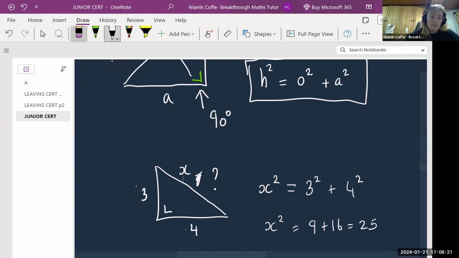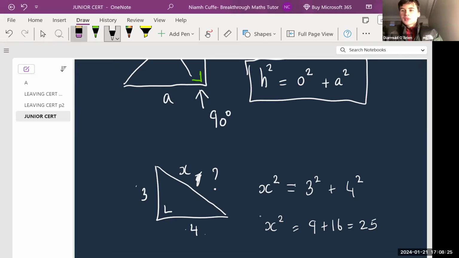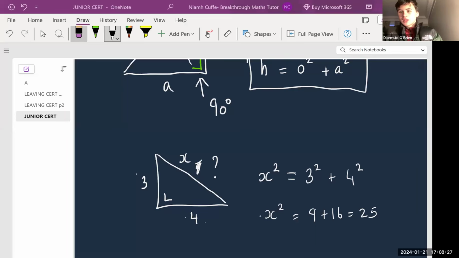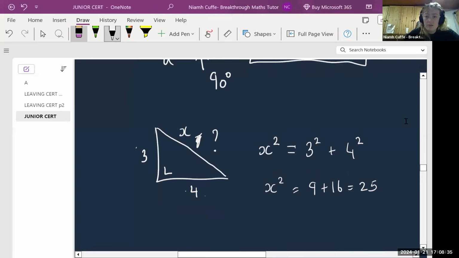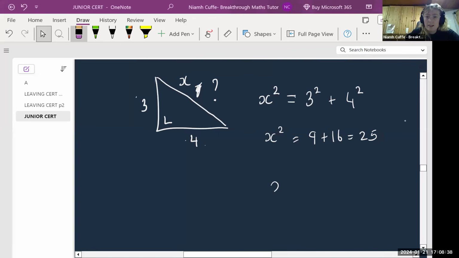How am I going to find X now? Do you reckon, Dermot O'Brien? How do you think I'm going to find X? Pythagoras' theorem. Well, exactly, we've been using Pythagoras' theorem, you're dead right. But say I just have what we have here, X squared equals 25. How do I find X here, guys?